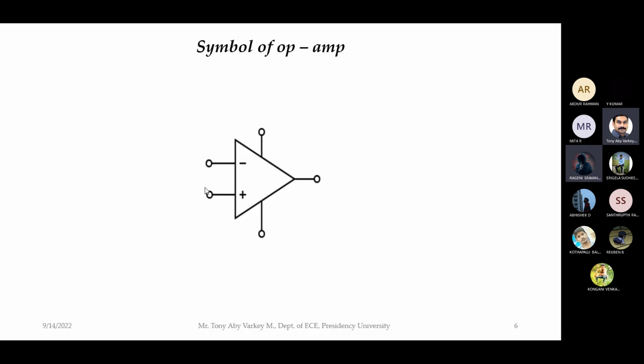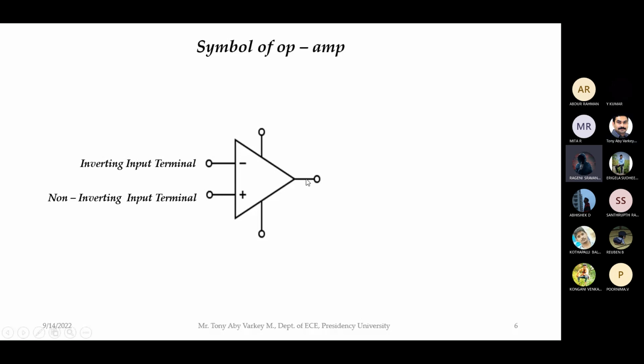There were two inputs, right? What are those called? Inverting and non-inverting. Correct. Can you guess which is this terminal? Inverting, because of this negative sign. Okay, correct. This is the inverting terminal, and this one is the non-inverting input terminal. So the first one is the inverting input terminal, and the plus sign one is called the non-inverting input terminal.